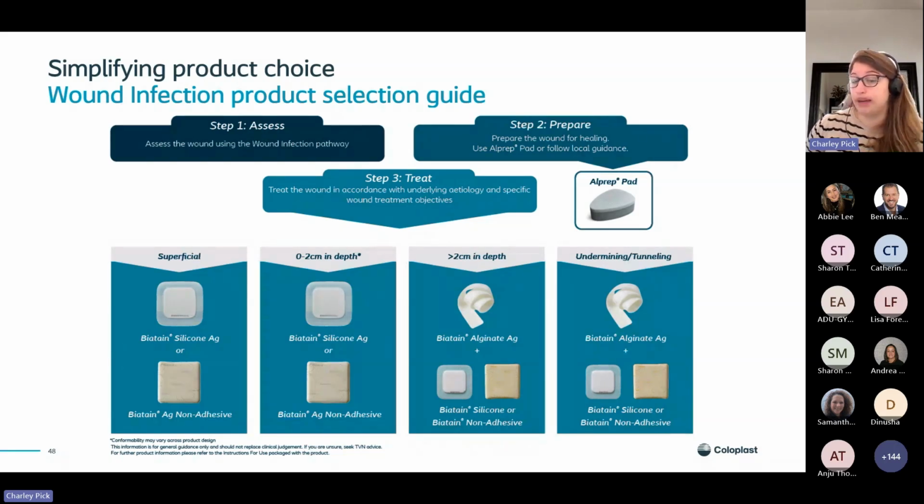If you've got any undermining or tunneling to your wound, the wound may only be 2 centimeters in depth, in which the Biatain Silicone will be able to conform down to that 2 centimeters. But if you have undermining and tunneling, you do need to fill that undermining, that space with the Biatain Alginate AG, and then you would use Biatain Silicone or Biatain Silicone non-adhesive to secure.